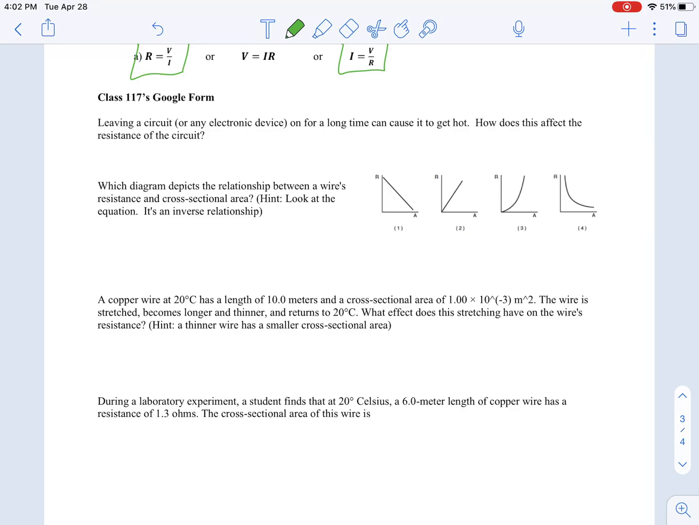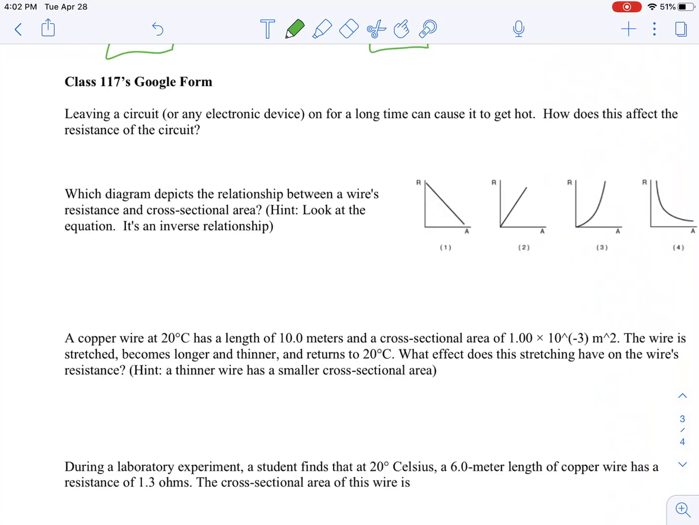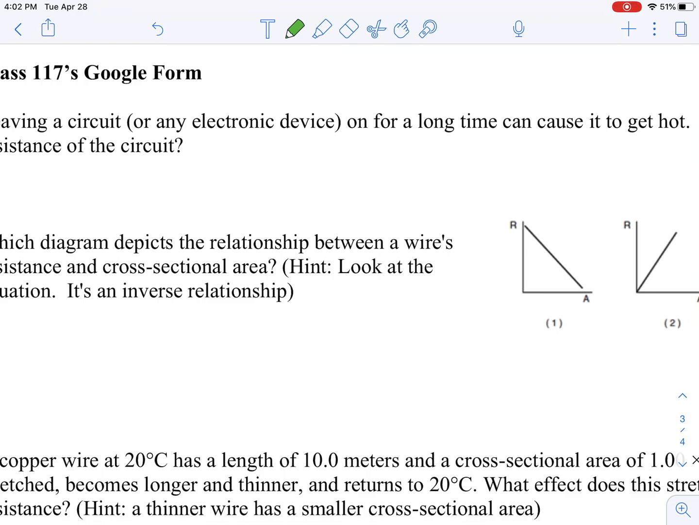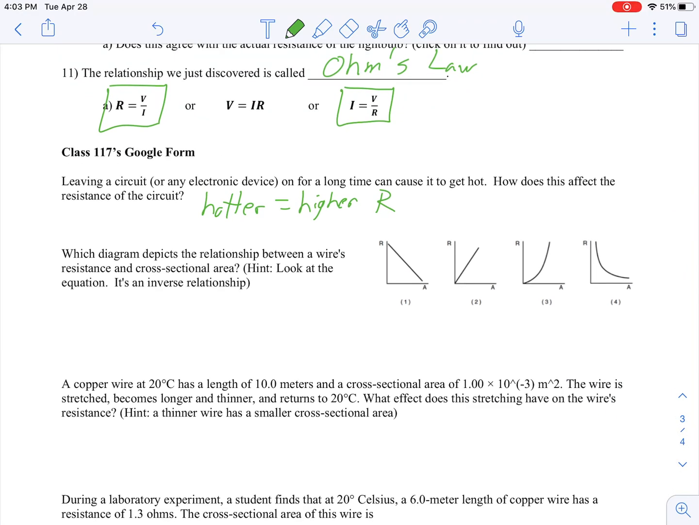So leaving a circuit on can make it get hot. How does this affect the resistance? So hotter equals higher resistance. All right?